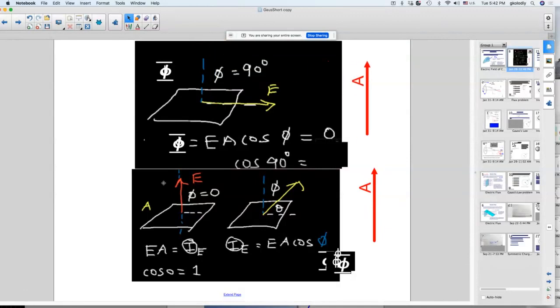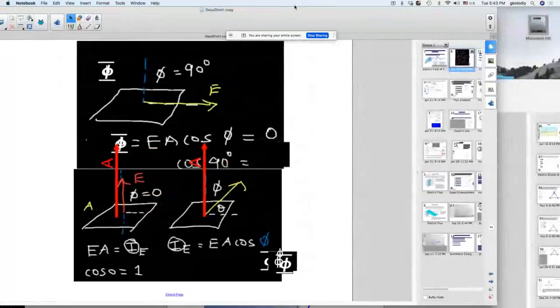Let's assume that the electric field is up, and the area is up also. So now basically the angle between these two is 0. So now we say that EA is equal to the flux, because the cosine of 0 is 1. But if there's some other angle, like over here, where the electric field was here and the area was straight up, then this would be the angle between them, and the flux through it now would be EA times cosine of that angle. So that's the way we define flux.